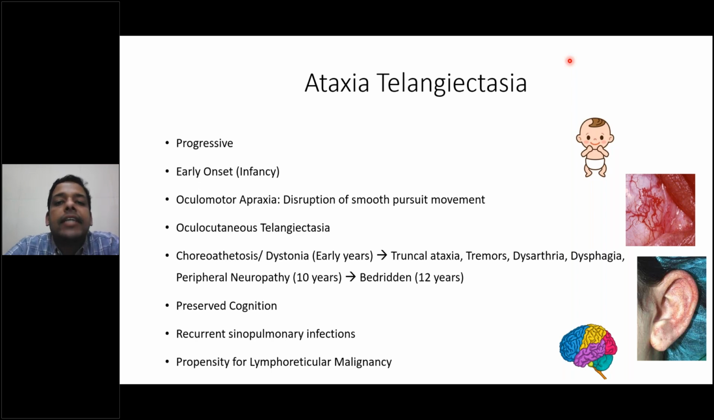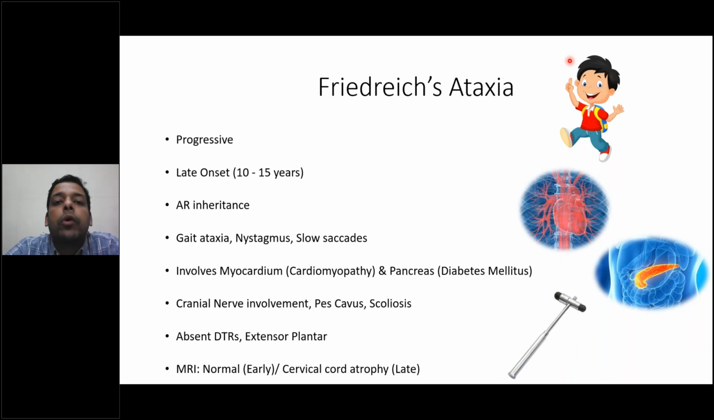Next is Friedreich's ataxia. This is also a chronic progressive ataxia, but is late onset, usually seen at 10 to 15 years of age. It has an autosomal recessive inheritance. It is characterized by gait ataxia, nystagmus, and slow saccadic movements of the eye. It may also be associated with involvement of the myocardium in the form of cardiomyopathy and the pancreas in the form of diabetes mellitus. Cranial nerves may also be involved.